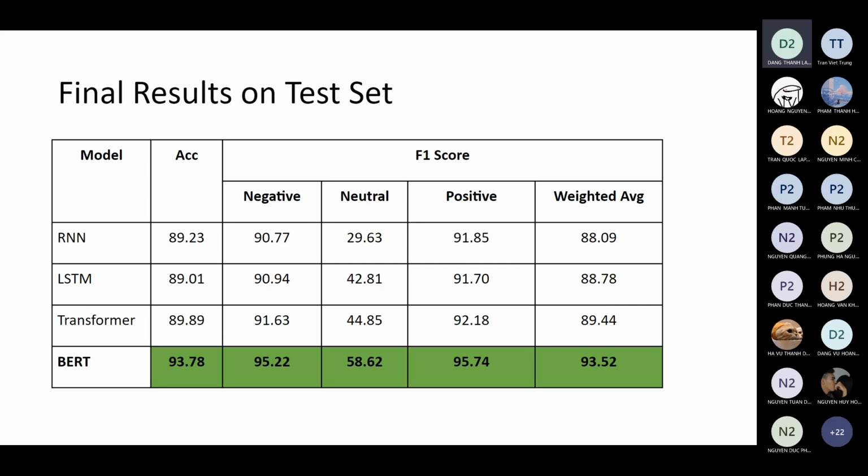Now we will discuss the results of all the models after tuning on the dev set, and this is the result on the test set. Each model below here is the configuration that achieved the highest result on the dev set when tuning. As you can see in the bold line on the screen, BERT is the best model on the test set. Following that are Transformer, LSTM, and CNN. However, you can see that the neutral score on CNN is quite bad compared to other models.